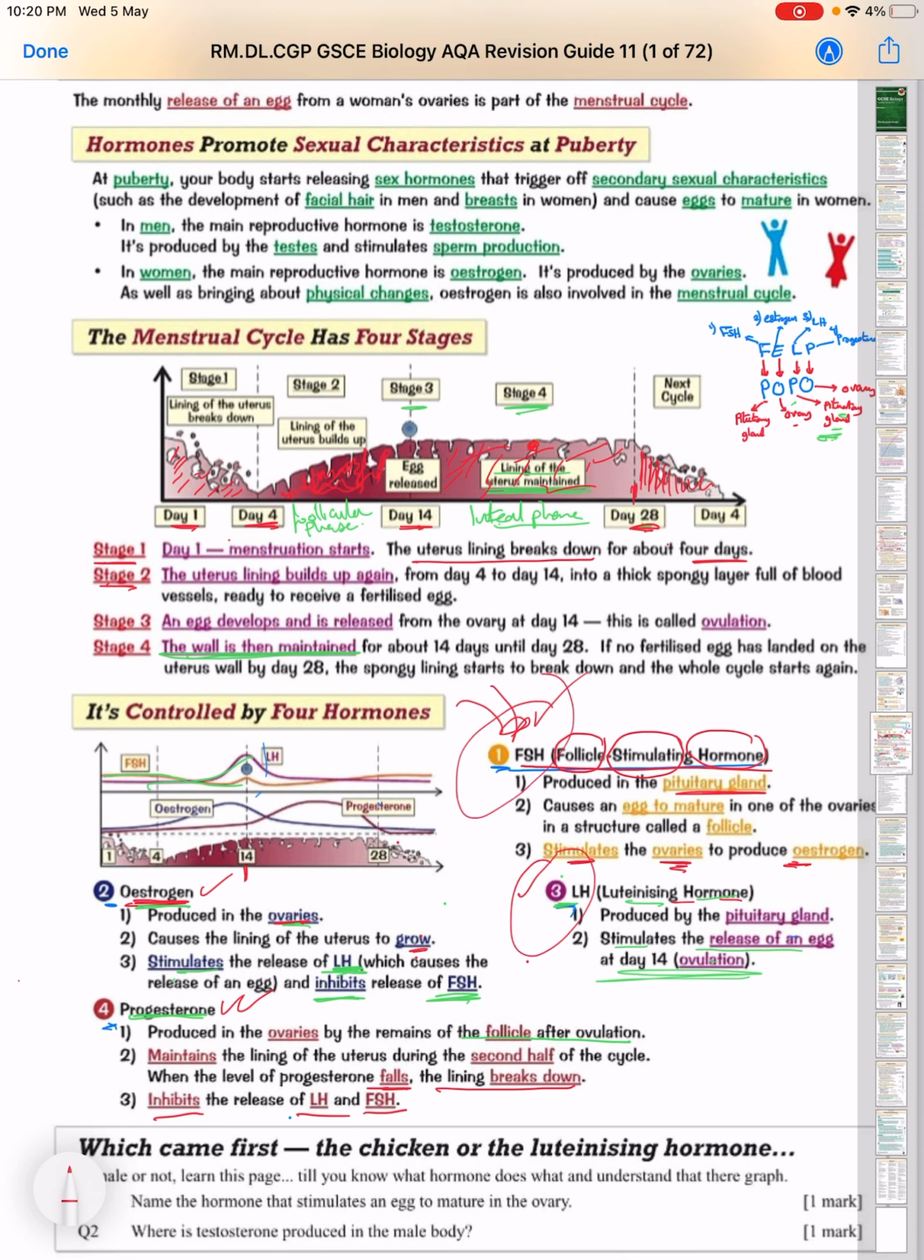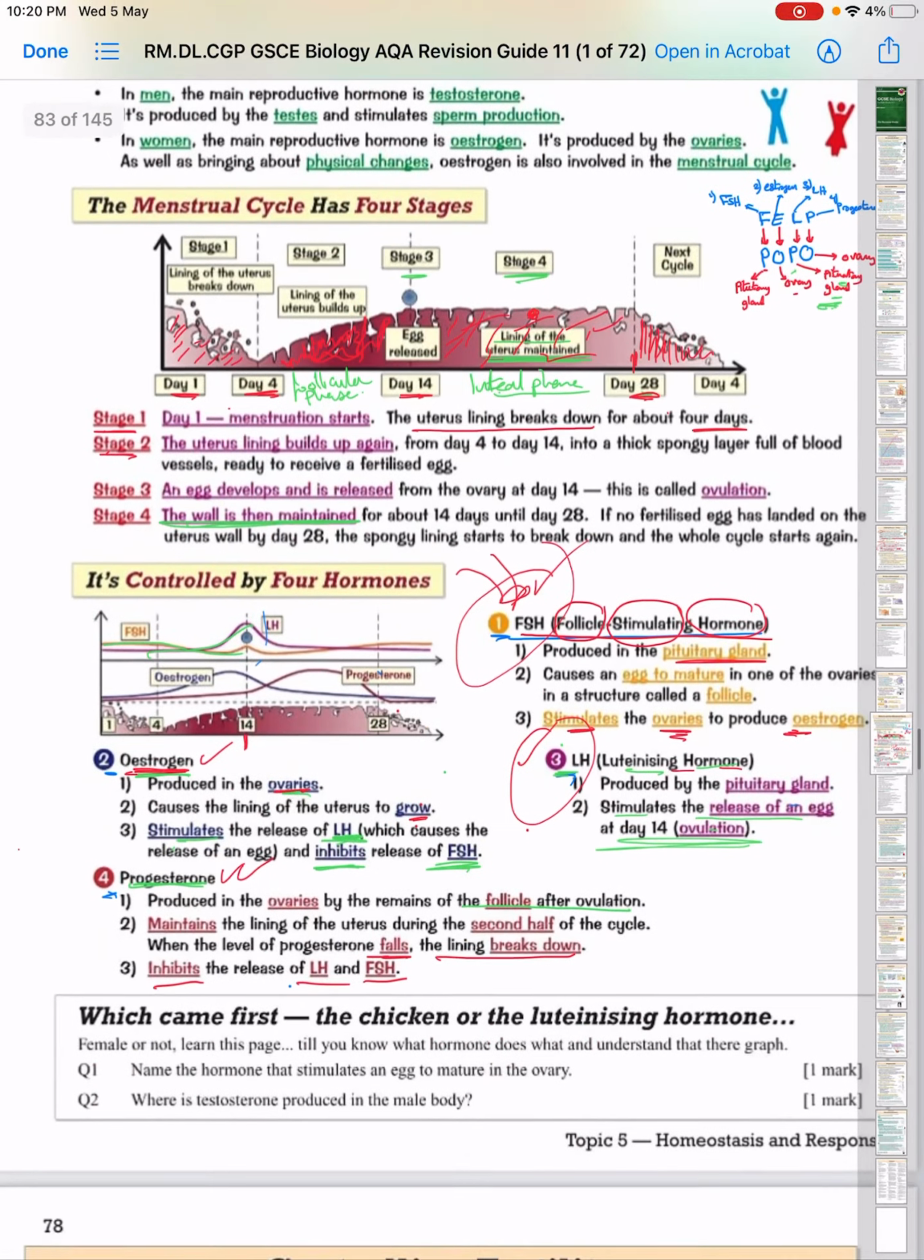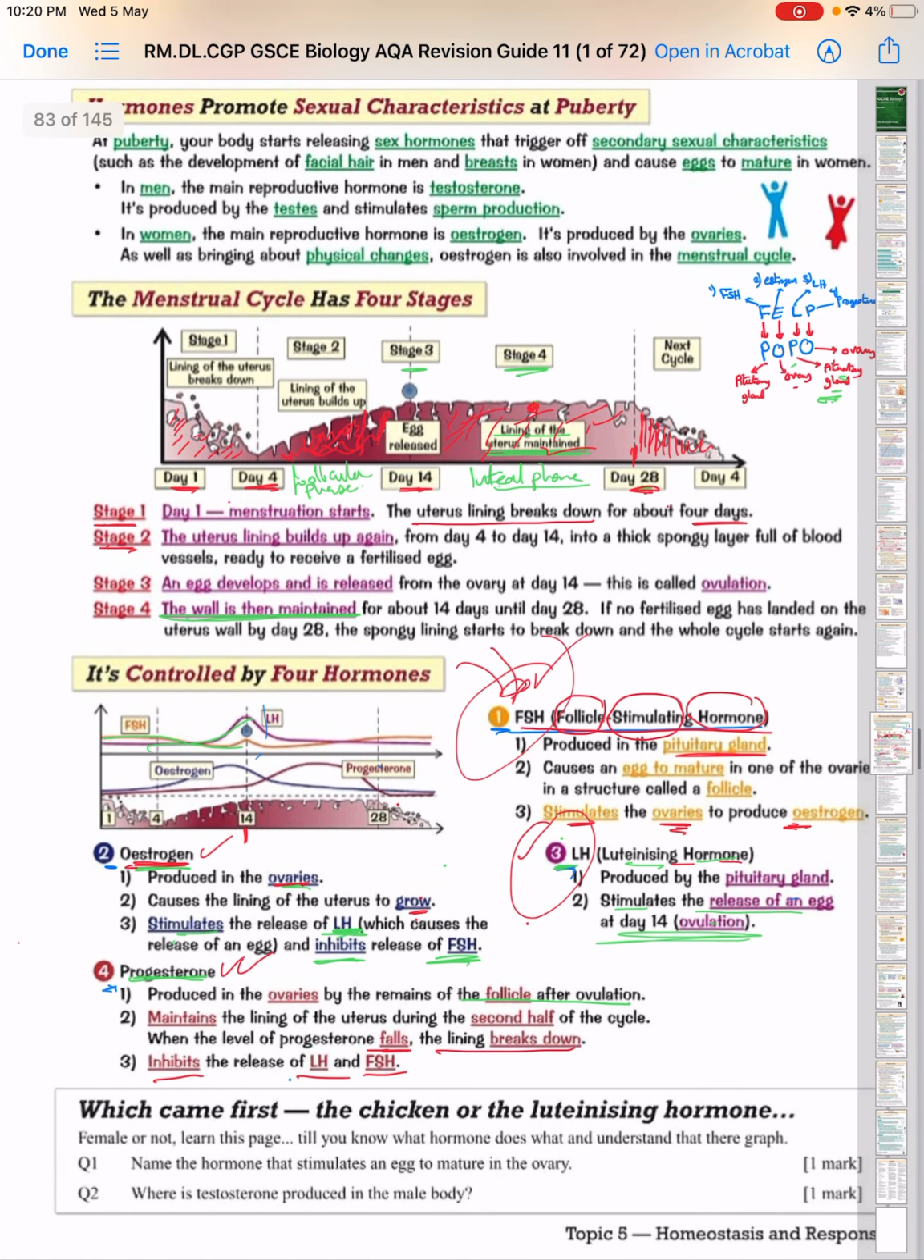I hope that was clear for everyone. I'm just trying to summarize it. It is simple when it's summarized, for the benefit of everyone.